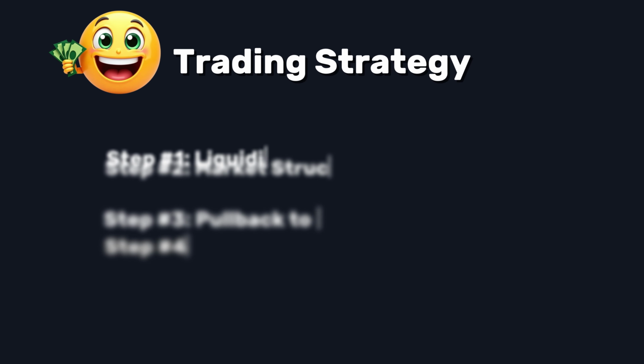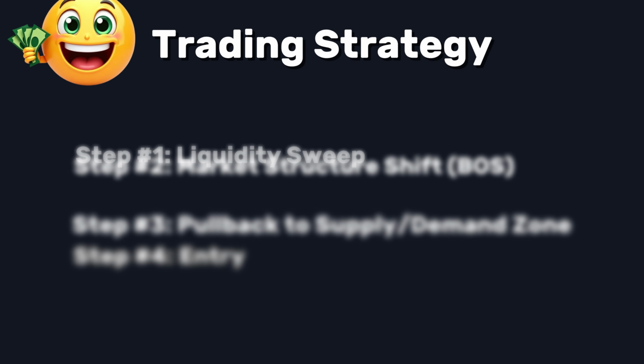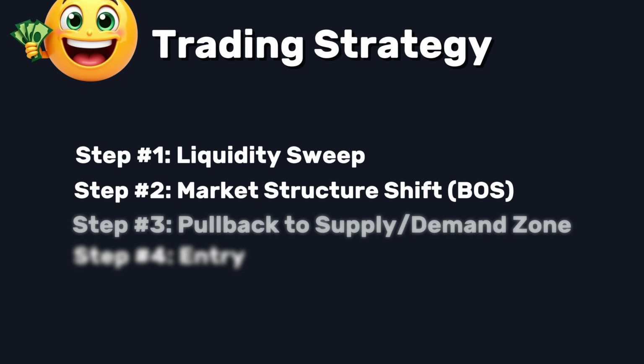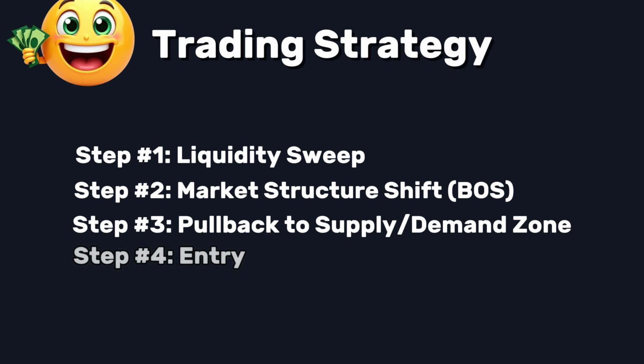So, let's backtrack to put it very simply. The flow is this: liquidity sweep, then market structure shift or BOS, then pull back to a supply or demand zone or an order block, and then entry.